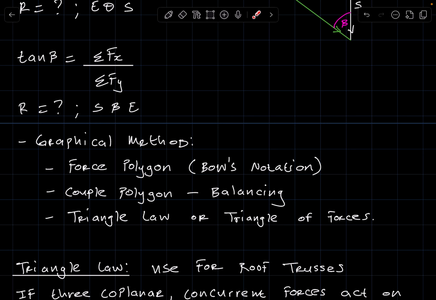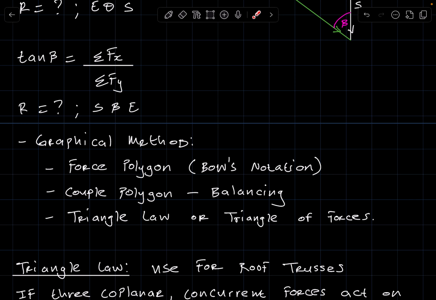But if the shape of the vectors you are drawing forms a triangle, then we call it a triangle of forces, right? Then we get a couple polygon, right? A couple polygon you will get to do in mechanotechniques under balancing, when you look at the concept of balancing or rotating bodies, that is when we'll discuss this couple polygon.